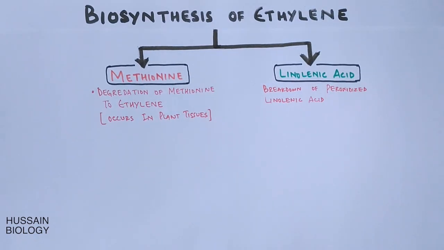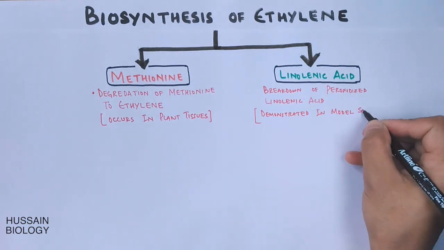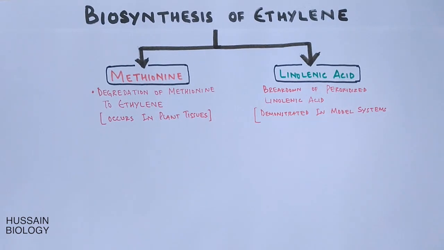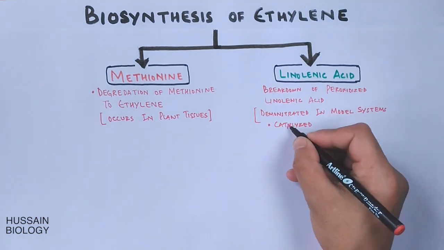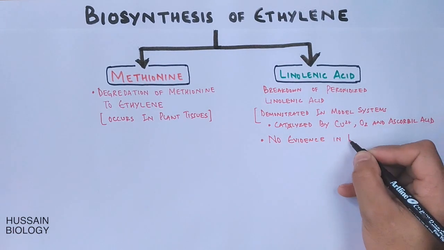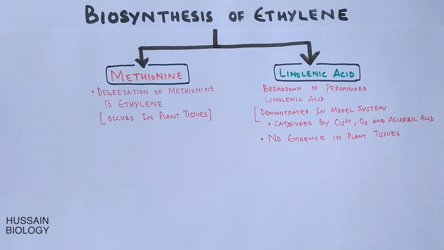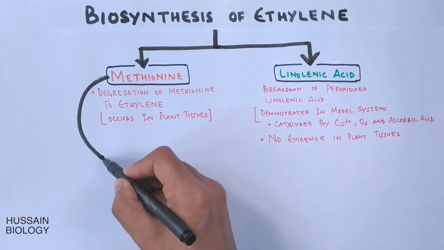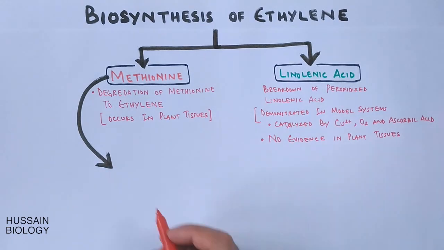But this kind of ethylene synthesis is demonstrated in model systems only, not in plants. The model synthesis is catalyzed by copper ions, oxygen and ascorbic acid. And again, remember, this pathway does not occur in plant tissues. Till now, no evidence has proved that plants biosynthesize their ethylene from linolenic acid. So it's obvious that in this video we will focus on ethylene synthesis from methionine.